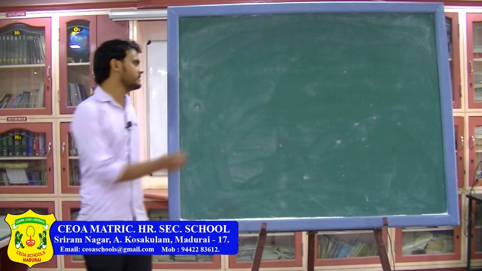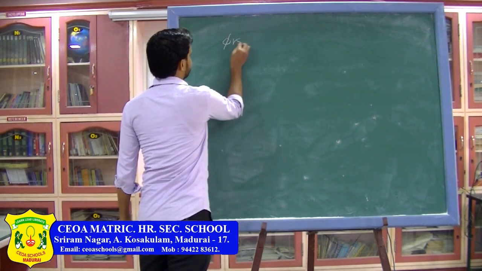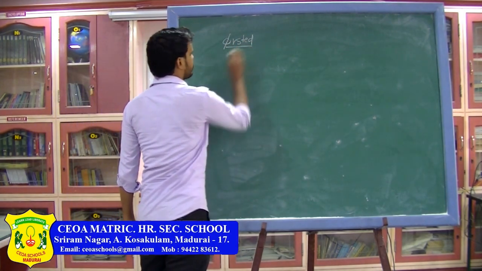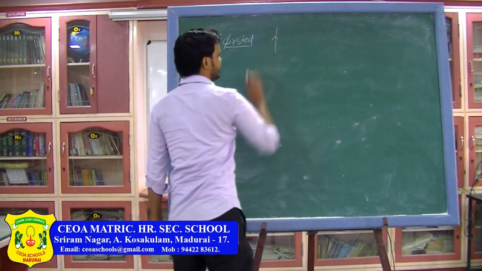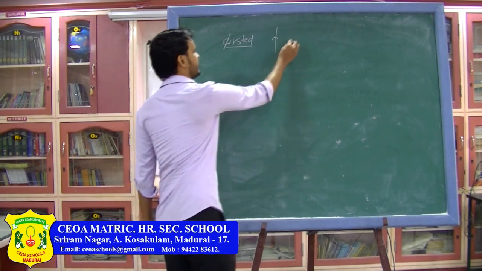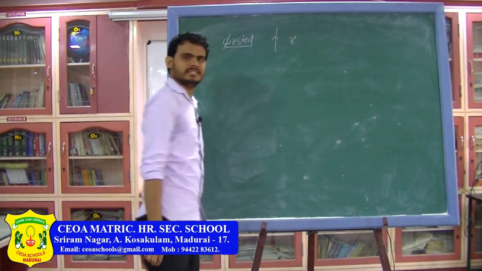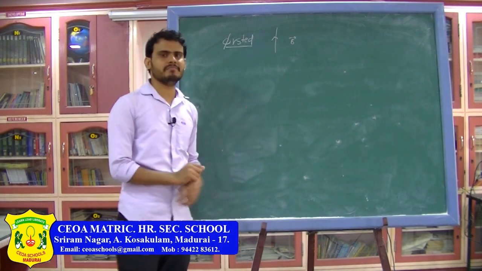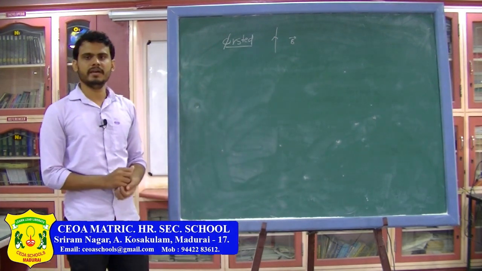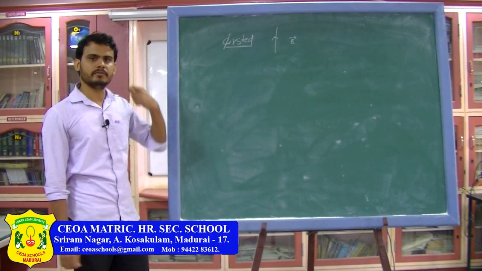In magnetism, the first thing we have done is Oersted's experiment. In Oersted's experiment we found that if a wire is carrying current, it will produce a magnetic field around it. This was the result from Oersted's experiment, which you can read from your HSC books. Ultimately you have to just remember the result, that a current carrying wire produces a magnetic field around it.